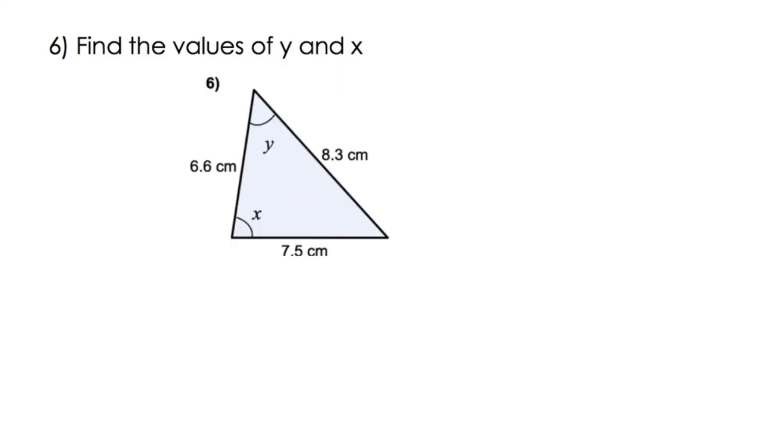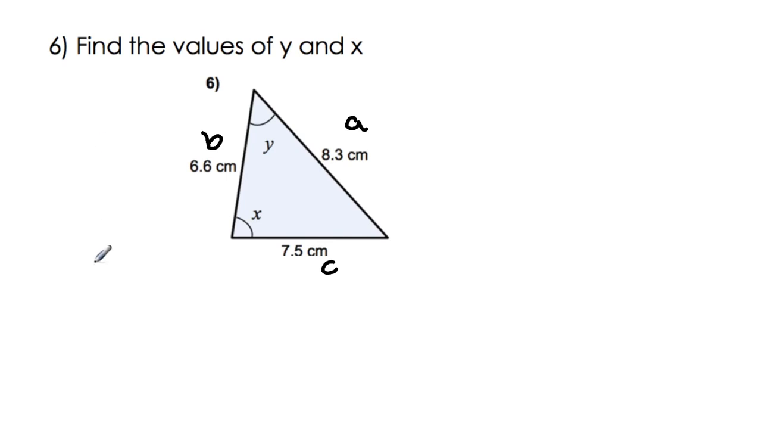Question 6, find the values of y and x. So the first thing we need to do when we need to calculate the angle of a non-right angle triangle is to label the sides A, B, and C. Side A can be found as is always opposite the angle that we need to calculate. The other two sides can either be B or C, it doesn't matter. Okay, so I'm going to label it. So I want to find this particular angle. Therefore, this side is A, and this side's B, and this side's C.